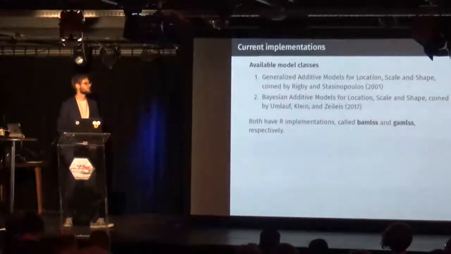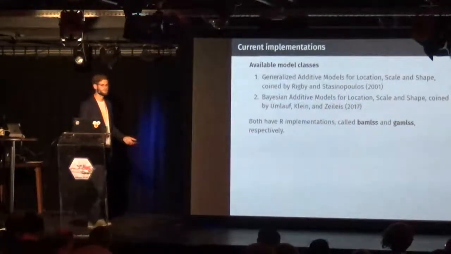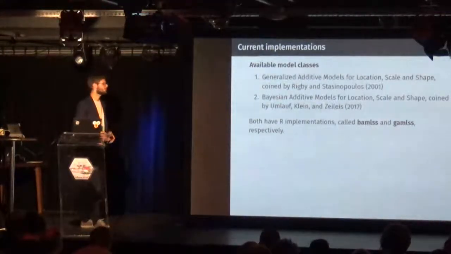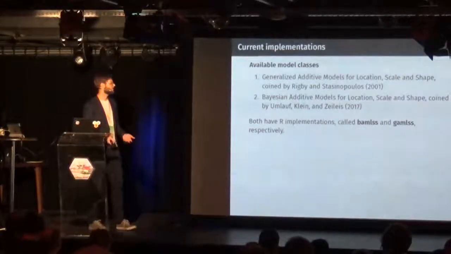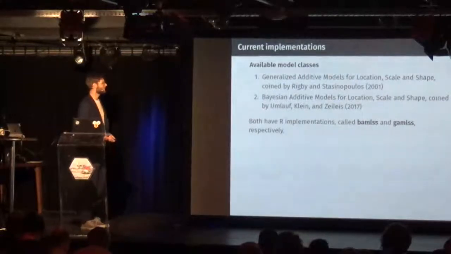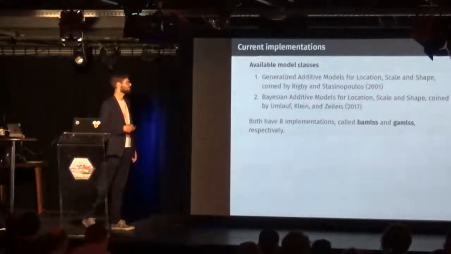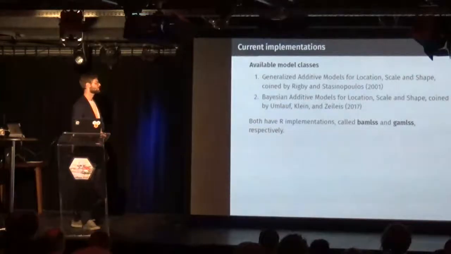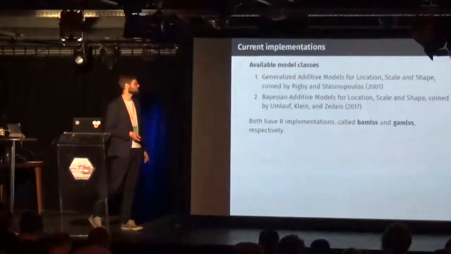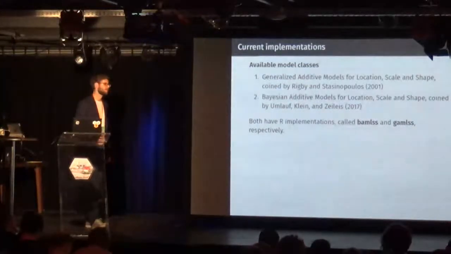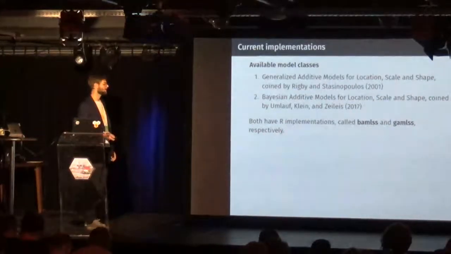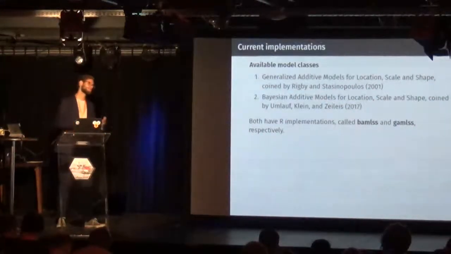So you've now come to the realization that you need this. What can you use to estimate those models? And there are like two different model classes that you can use. The first one are the generalized additive models for location, scale, and shape. It's a real tongue breaker by Rigby and Stasinopoulos, who introduced them in 2001, and there's an R package around. And now we recently also got the Bayesian additive models for location, scale, and shape, which take care of the Bayesian statistical side of that, and both have R implementations called bamlss and gamlss respectively, and my work builds on those packages.